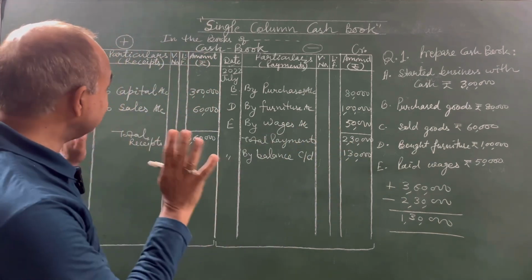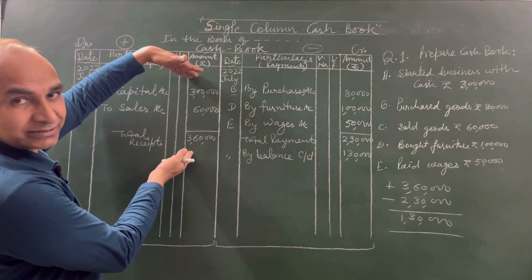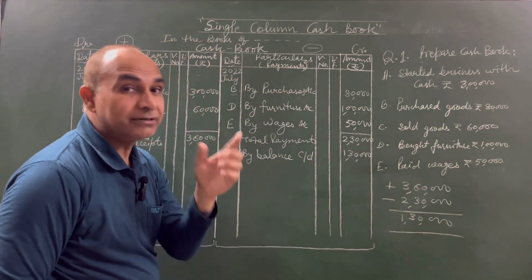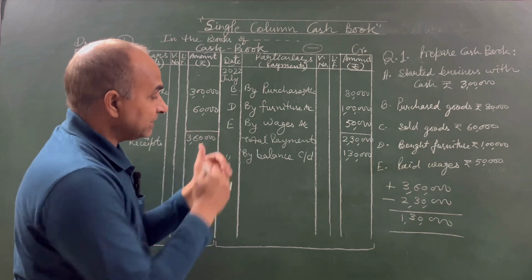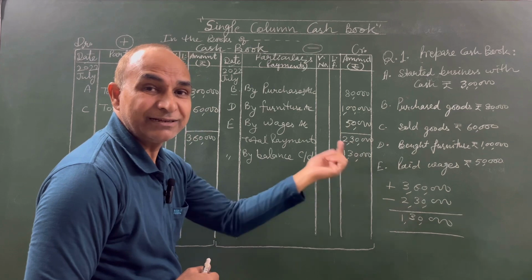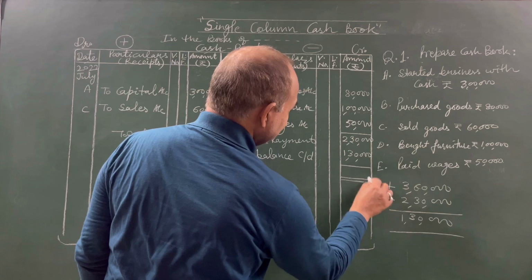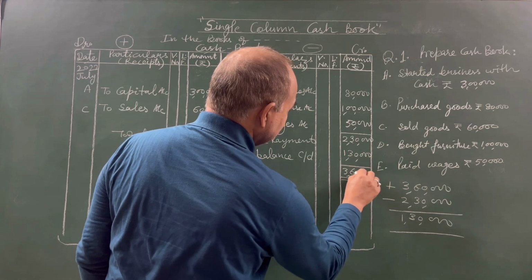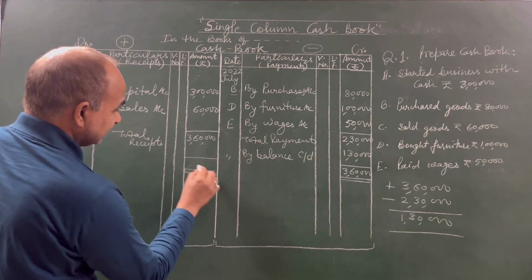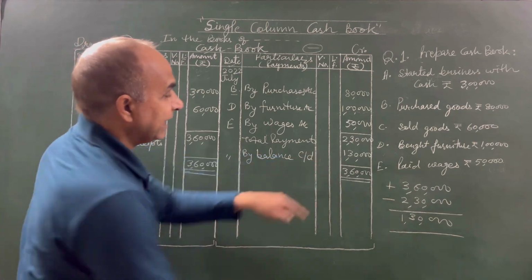You can explain it in this way. Throughout the month, we have receipts amounting to rupees 3,60,000 and payments amounting to rupees 2,30,000, and at the end of this month we have a closing cash balance in hand amounting to rupees 1,30,000. Now you have to total both sides to equalize it. This is 3,60,000 on the credit side. This also amounts to rupees 3,60,000.